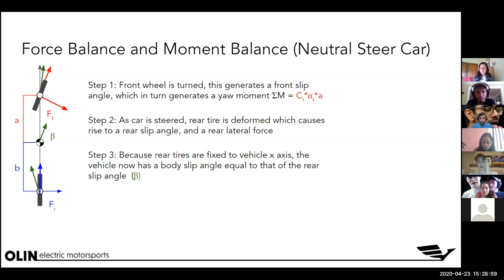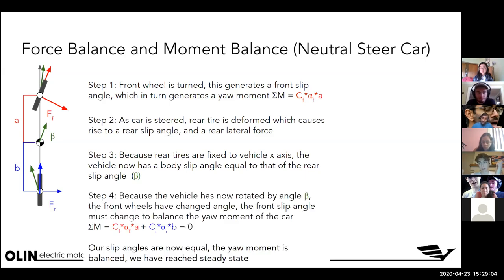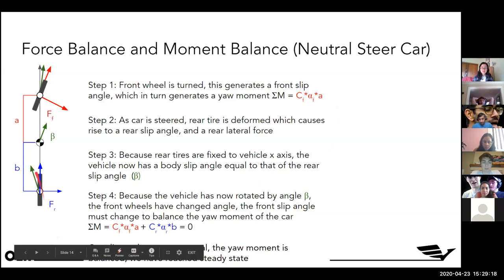Because our vehicle has to rotate as it's going about that slip angle, that will actually turn our front tires a little bit again. So we'll need to adjust the steering angle of our front tire to balance the yaw moments once again. But ultimately, in the neutral steering car, the rear slip angle and the front slip angle are going to be the same. They end up being the same because they have the same cornering stiffness and the same distance from the center of mass. So in order for our moments to be balanced, our slip angles need to be the same. Do people follow along with that logic?